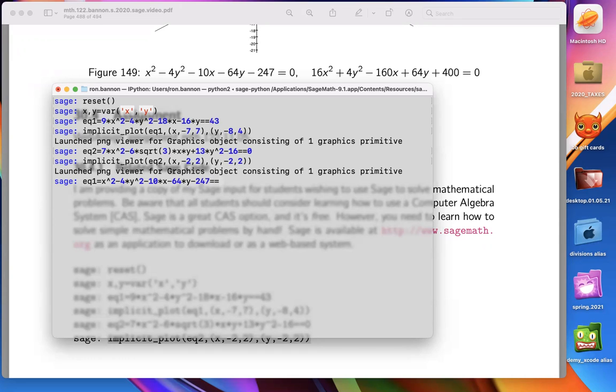Double equal signs indicating I have an equation. Let me just read it to you. Let's see if I got that right. x squared minus 4y squared minus 10x minus 64y minus 247. Looks good. All right, no error message. That's great. And I'm going to define equation 2.